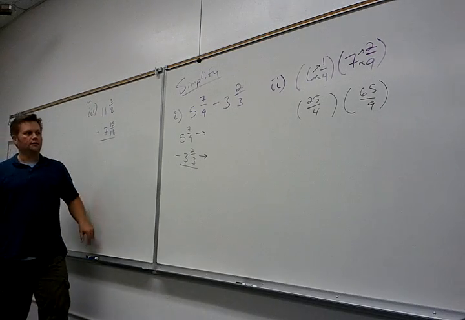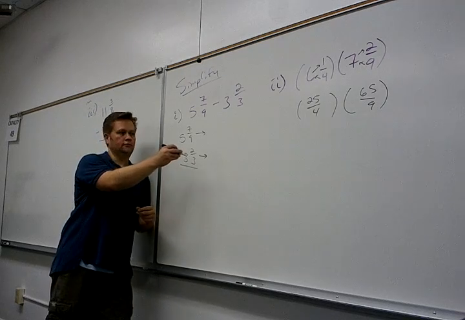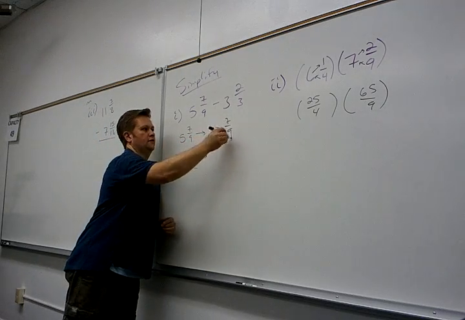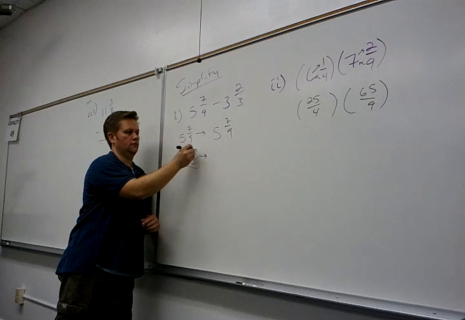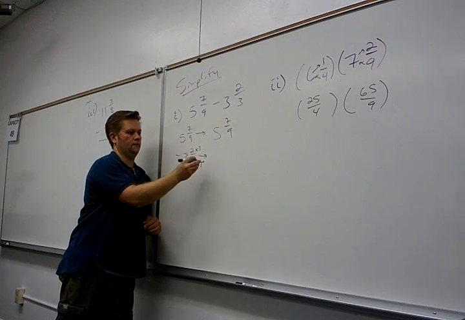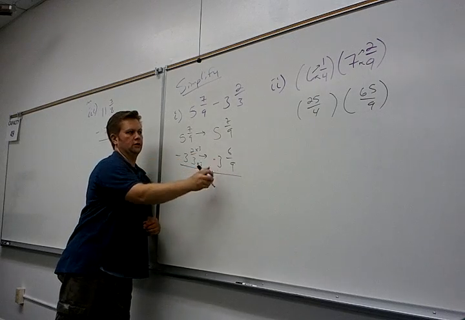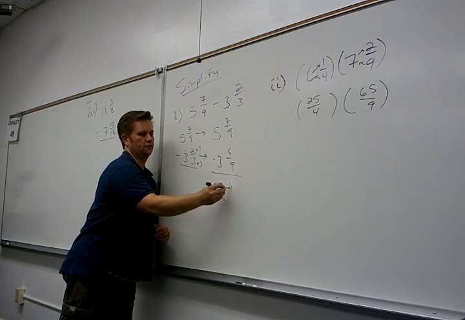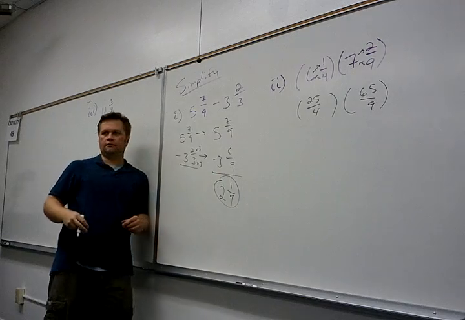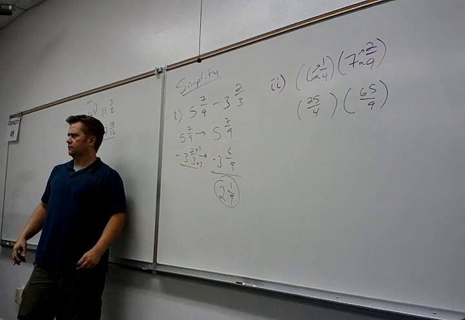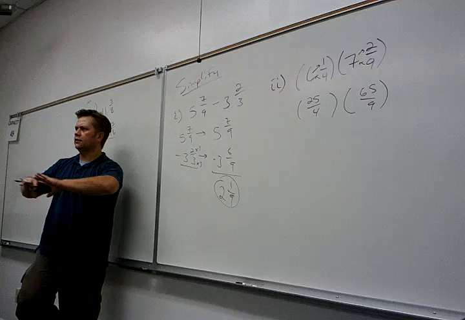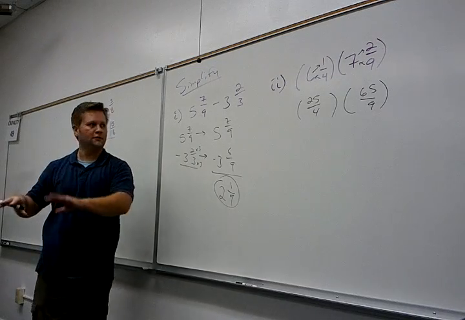So this first one's not too bad, right? So this you can keep as 5 and 7/9. This one you have to make 3 and 6/9. So then you get 5 minus 3, 2, and 1/9. Is that okay?